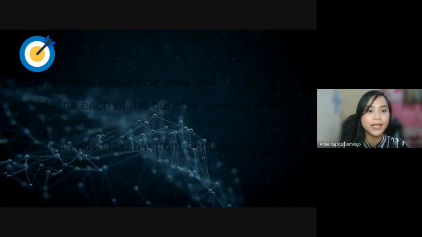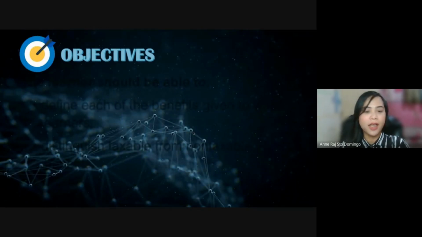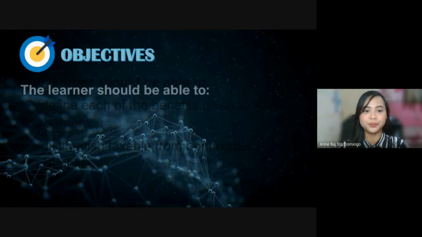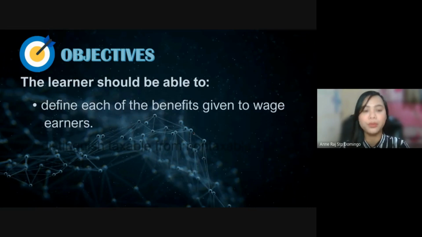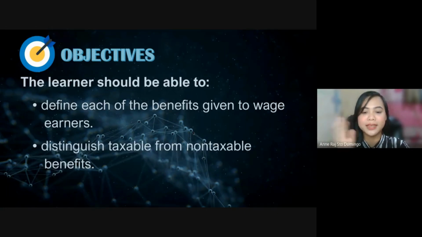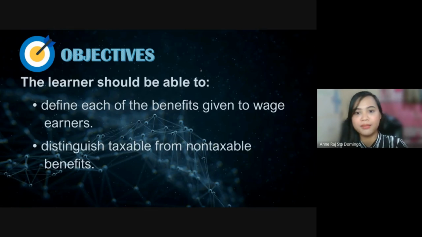Before anything else, let us reiterate our objectives for today's discussion. You should be able to define each of the benefits given to wage earners and also distinguish taxable benefits from non-taxable benefits. Again, welcome to the newcomers. For today's class, we'll be having an activity later after this.